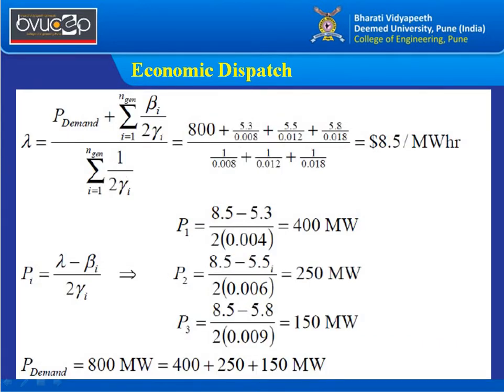First, we are going to calculate the Lagrange's multiplier, which is lambda, which is the summation of P demand with the summation of i equal to 1 to the number of generators.